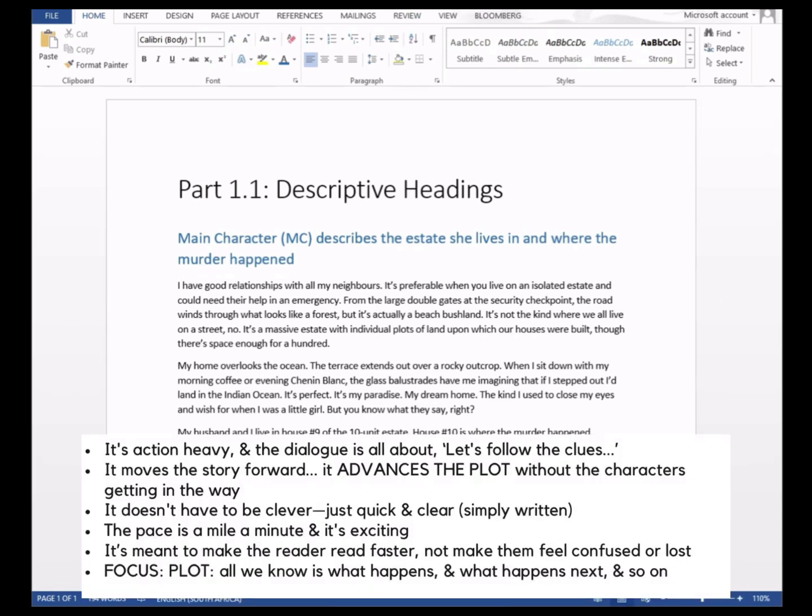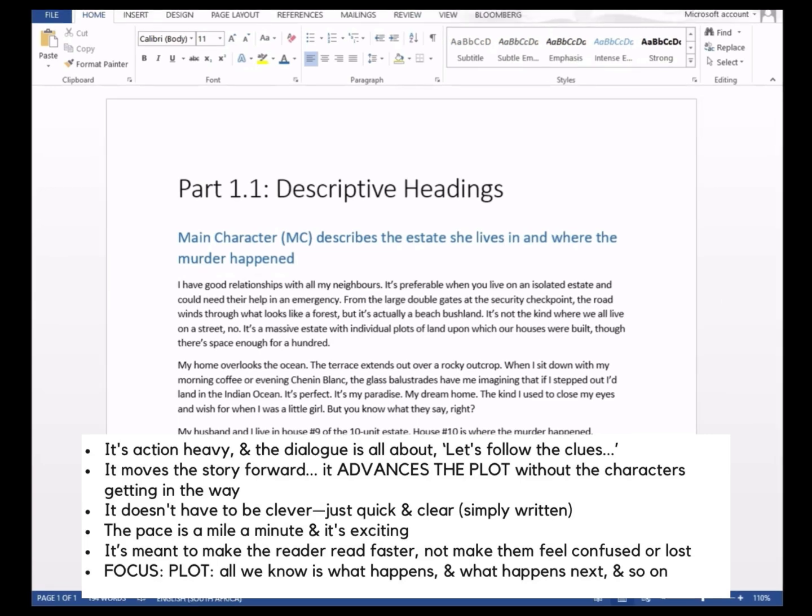Ideas that are plot focused are action heavy, and the dialogue is all about let's follow the clues. It moves the story forward without the characters getting in the way with drama, overthinking, overtalking, or anything that stalls the action. It doesn't even have to be clever, just quick, clear, and simply written because the pace is a mile a minute. It's meant to make the reader read faster, not make the reader feel as though they're getting lost. When the focus is the plot, all we know is what happens and what happens next, and so on.